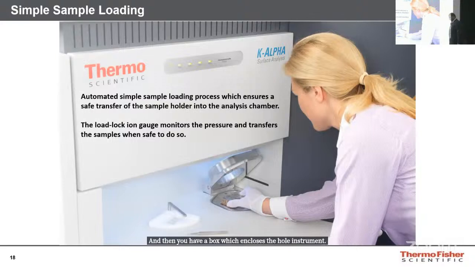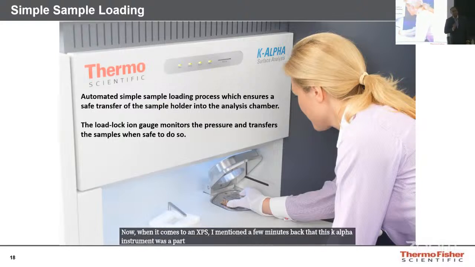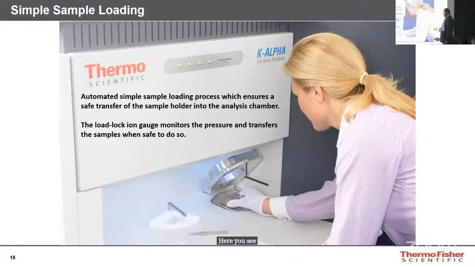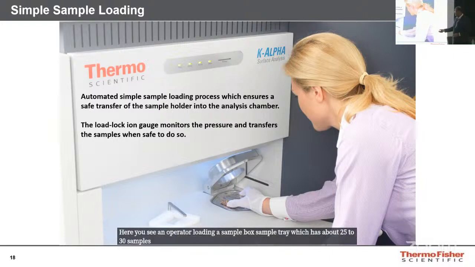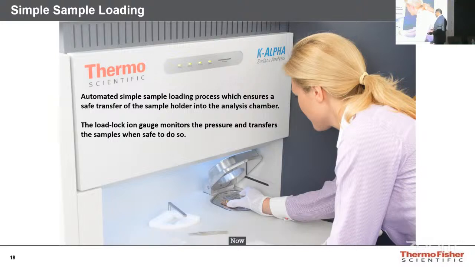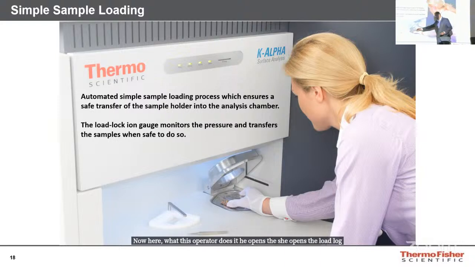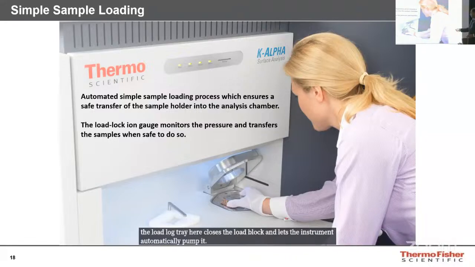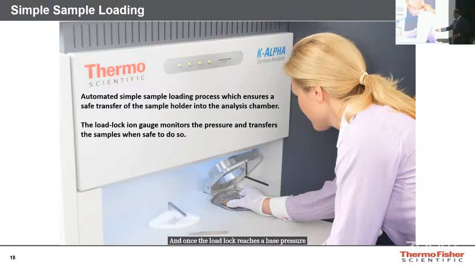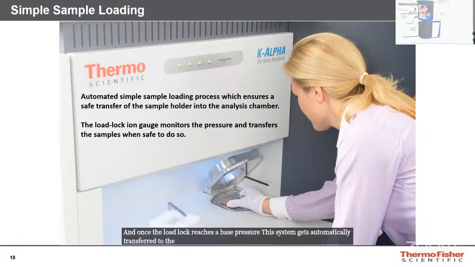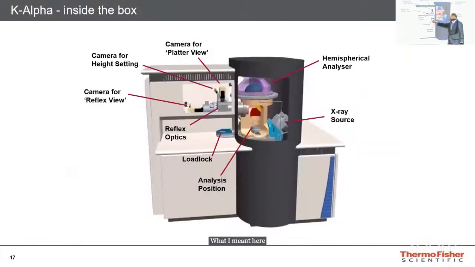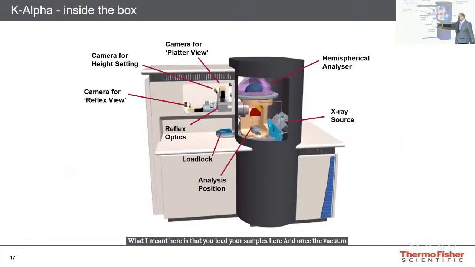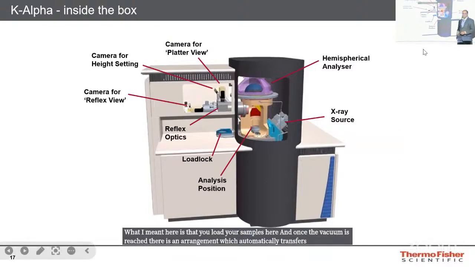Now, when it comes to an XPS, I mentioned a few minutes back that this K-alpha instrument was a path breaker when it comes to handling the instrument. Here you see an operator loading a sample tray which has about 25 to 30 samples. This was not a picture that was possible before. Here, the operator opens the load lock, places the tray, closes the load lock, and lets the instrument automatically pump it. And once the load lock reaches a base pressure, the sample is automatically transferred to the analysis chamber. What I mean is that you load your samples here, and once the vacuum is reached, there is an arrangement which automatically transfers the sample from here into the analysis chamber.